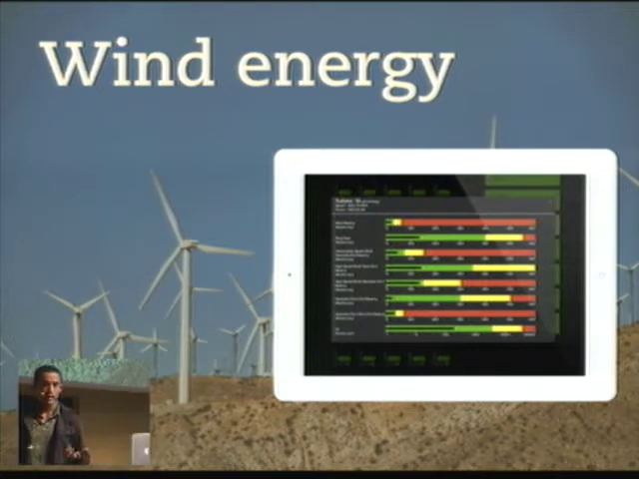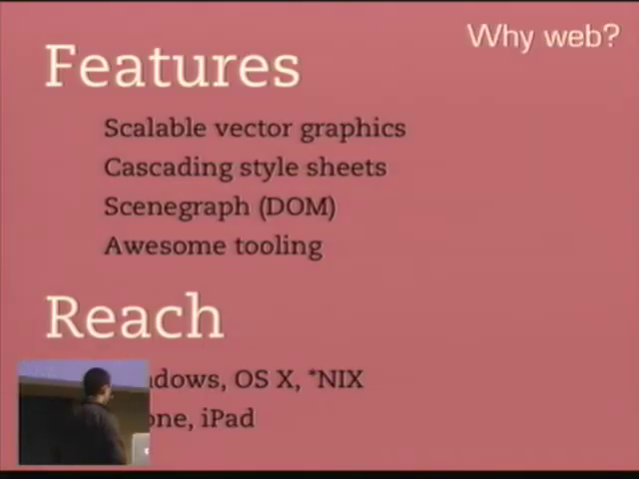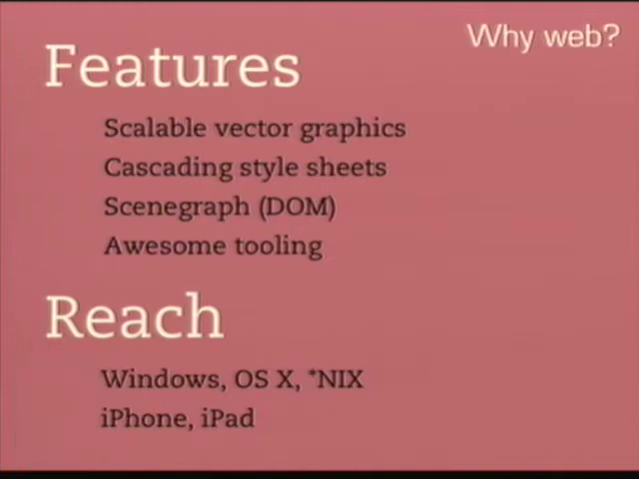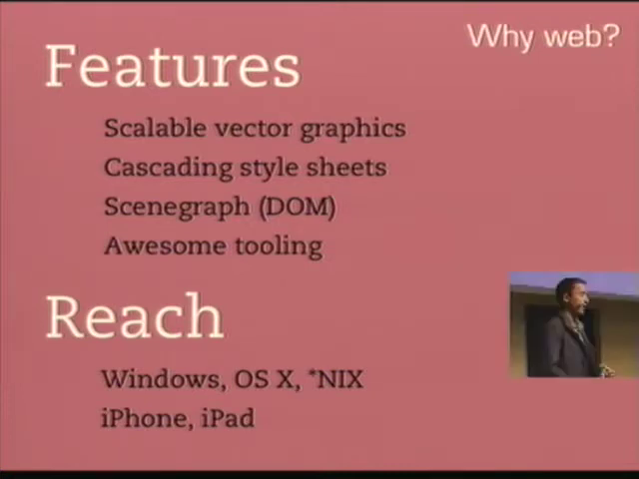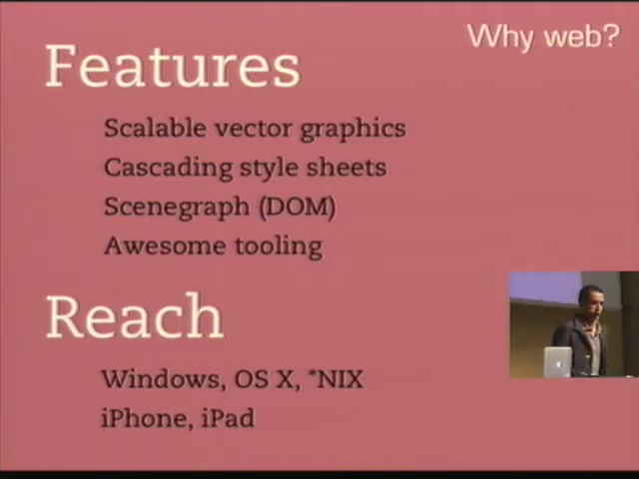So once you decide to do that, why target something like the web? There are 2 reasons that I find very useful to think about. One of them is just the feature set of the web. Modern browsers have gotten really, really nice. Baked into them you have things like vector graphics, and CSS, this declarative styling language, which is really nice. You have a scene graph already built for you. You don't have to roll your own.